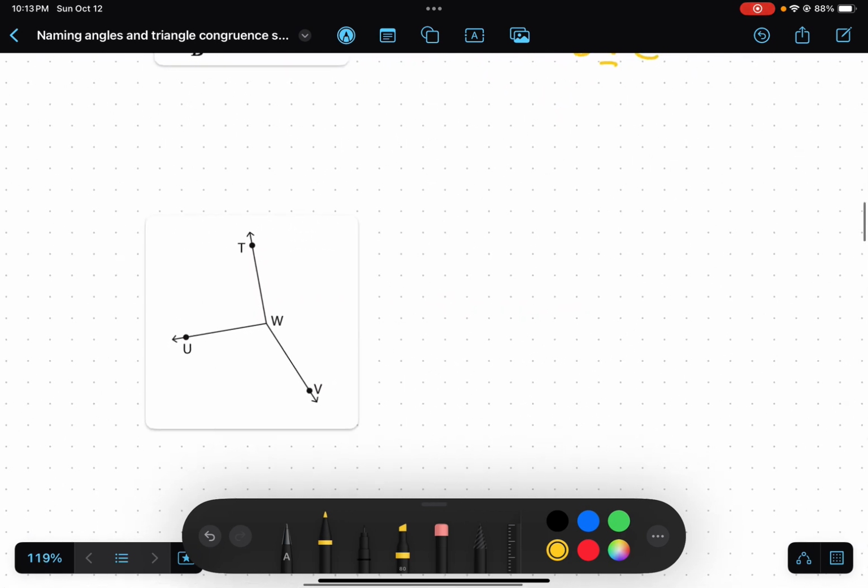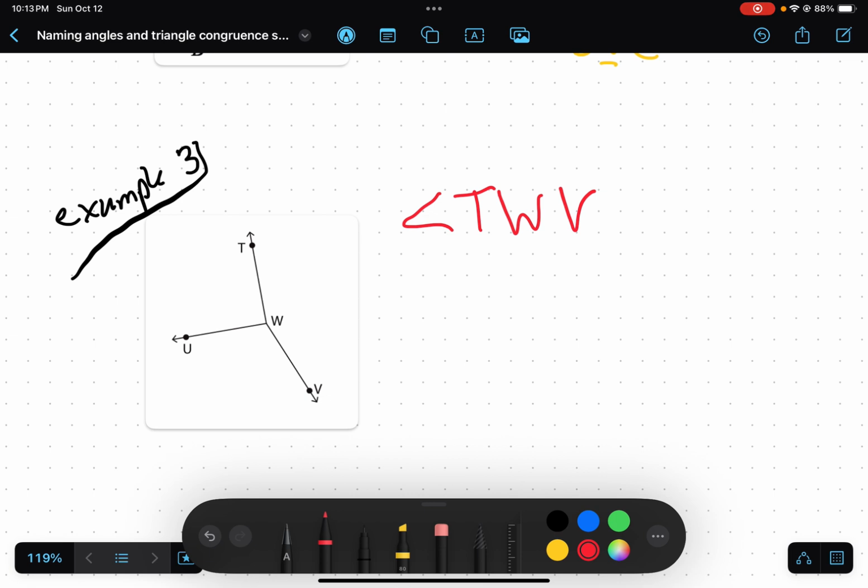Actually, let's just do one more little example. This time, let's say I tell you angle TWV. Trace out in the diagram which angle is angle TWV. So TWV is this angle right here. So what about angle UWT? UWT is this angle right here.